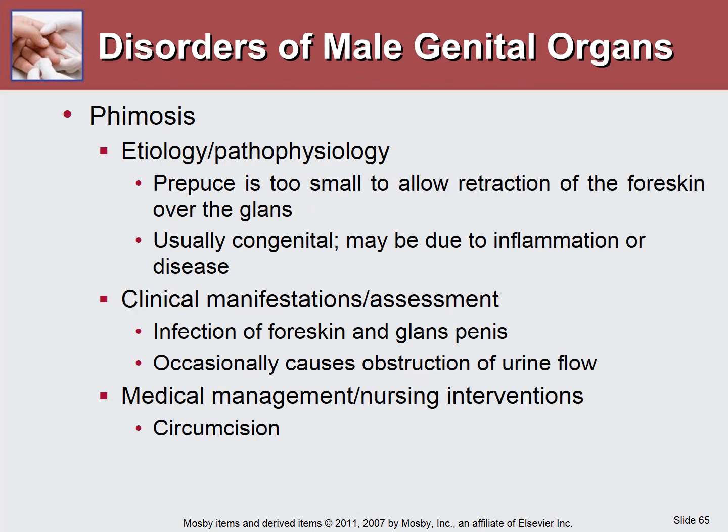Phimosis is a precursor, the foreskin is too small, right, to allow retraction over the glans. Generally congenital, and it may be due to inflammation or other diseases, right? Clinical manifestations are infection of the foreskin and the glans penis, and occasionally obstruction of urine flow, so we've got to monitor for that. The medical management is circumcision. This is usually seen in younger kids, and we'll address that in pediatrics. Next slide.